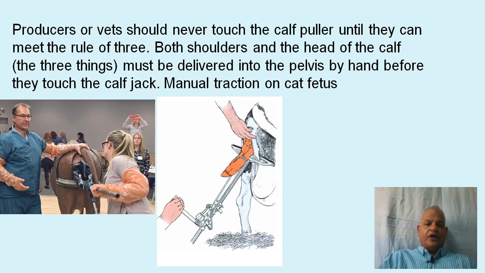Now, there is a word of caution with the calf puller. Producers or vets should never touch the calf puller until they can meet the rule of 3. What is that? Both shoulders and the head of the calf, the 3 things, must be delivered into the pelvis by hand before they touch the calf puller or the calf jack.